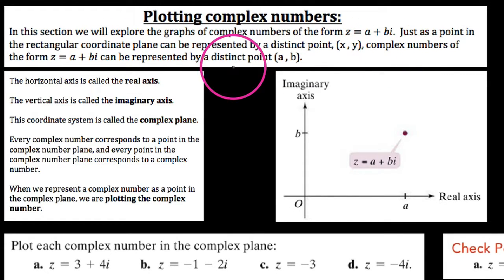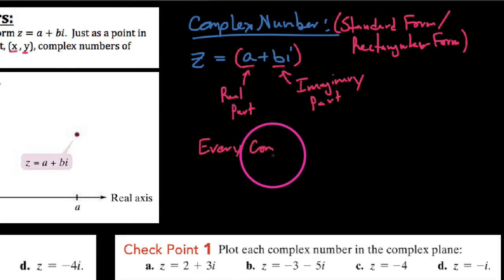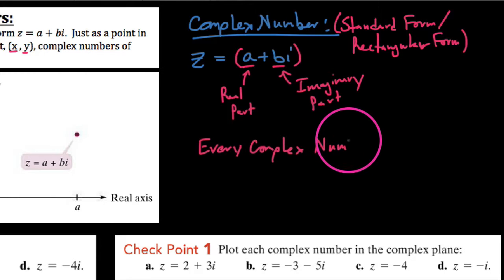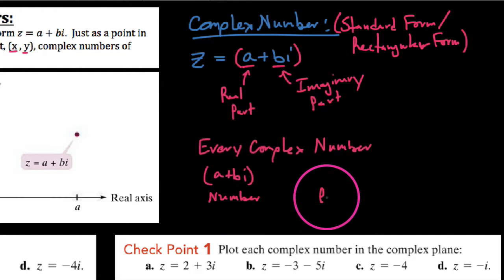We'd say that just as a point in the xy coordinate plane can be represented by some distinct x and some distinct y, that is, there's only one x and one y that would get you to a specific point, complex numbers of the form z equals a plus bi can also be represented by a distinct point, but we're going to refer to this point as a and b. And so what we're going to say here is that every complex number a plus bi has a point. Okay, this is our number. It has a point in the complex number plane that we're going to refer to as a comma b.